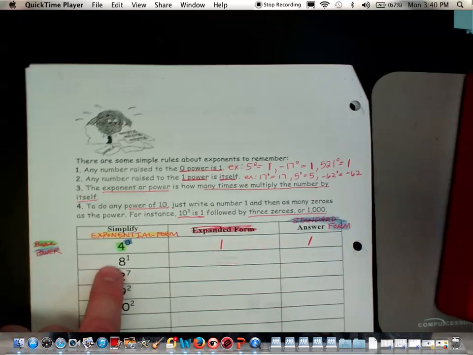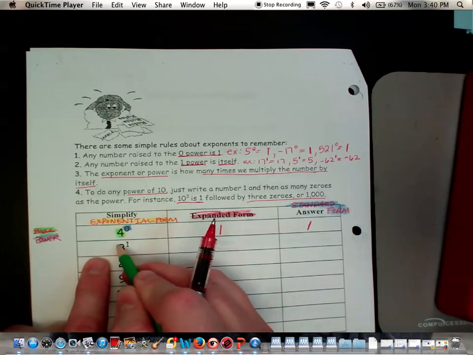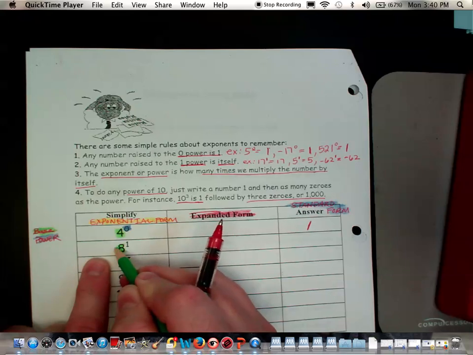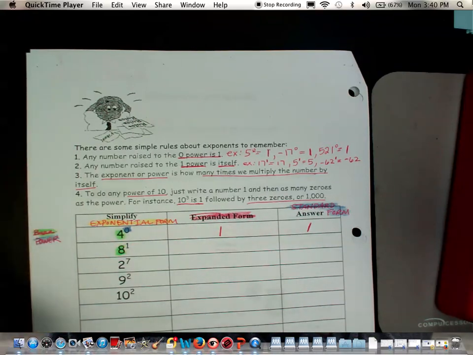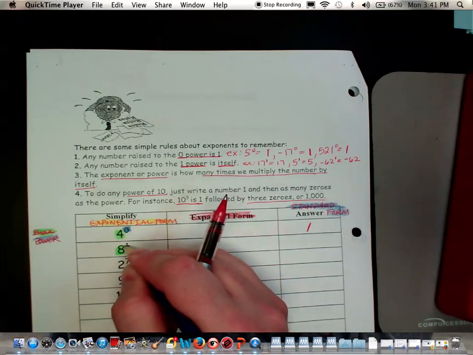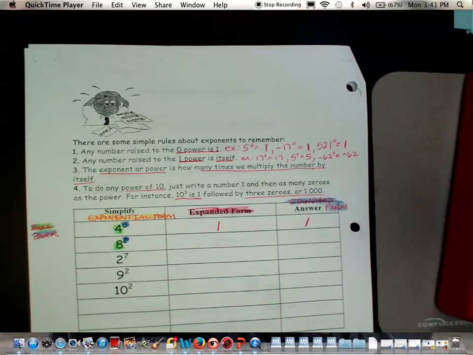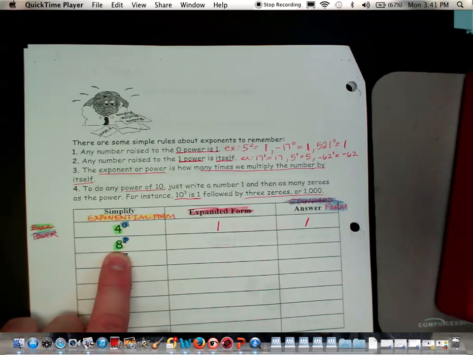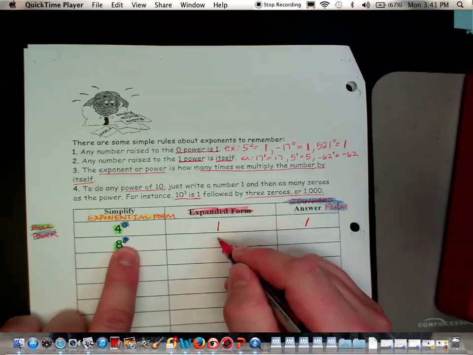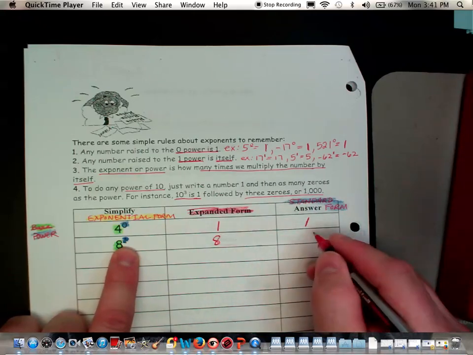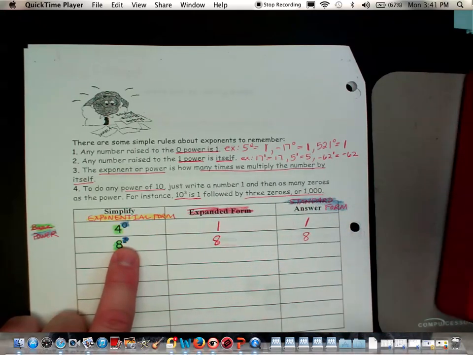Let's go to the other one. 8. So 8 is my base. My power, or my exponent, is 1. Write it in expanded form. Well, I'm going to multiply 8, but how many times? Just 1 time. So I'm just going to put 8. And that answer in standard form is simply 8 as well.